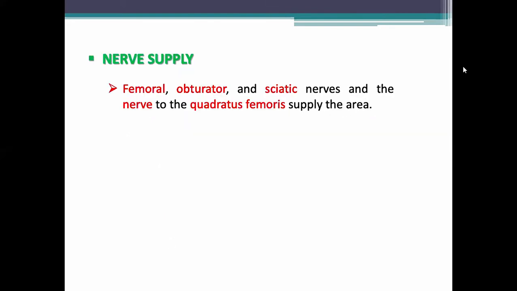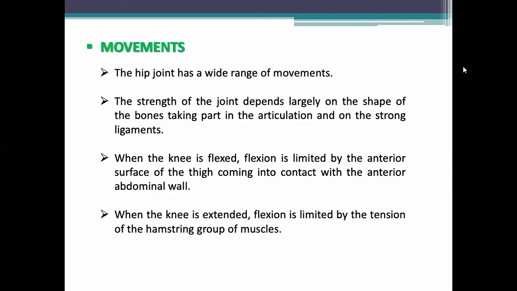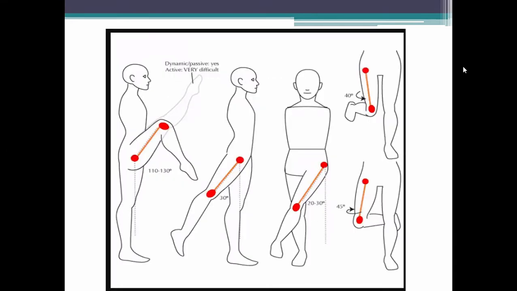The nerve supply to the hip joint is from the femoral, the obturator, the sciatic nerve, and the nerve to the quadratus femoris. For the movements, the hip joint has a wide range of movements. The strength of the joint depends largely on the shape of the bones taking part in the articulation and the strong ligaments.